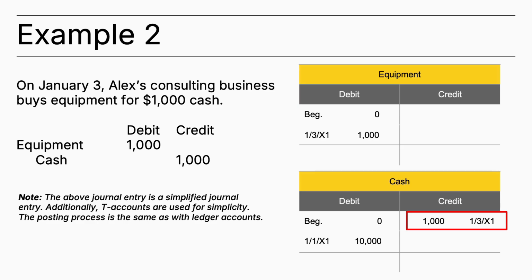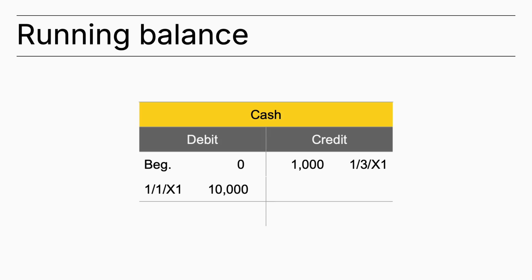Now let's see how we can use the ledger to determine the running balance of an account. One major benefit of posting is that it helps us determine account balances. Our cash account received a debit of $10,000. Later, it received a credit of $1,000. So the ending balance of the cash account is $9,000, which is 0 plus $10,000 minus $1,000. Again, as more transactions are posted, the account balance continues to update. This organized information will be very important in the next step of the accounting cycle.